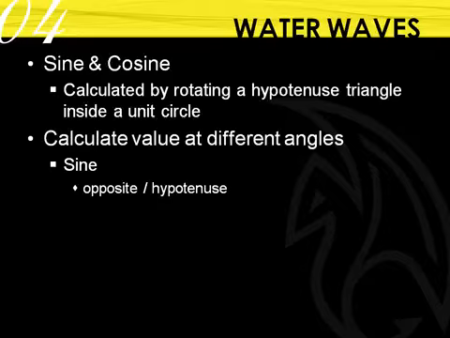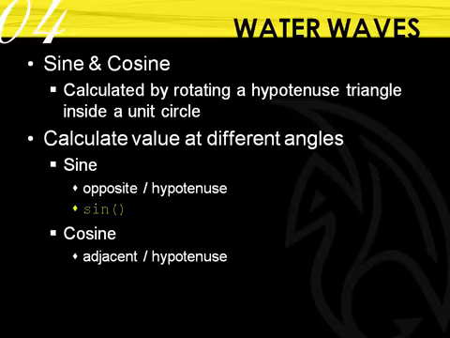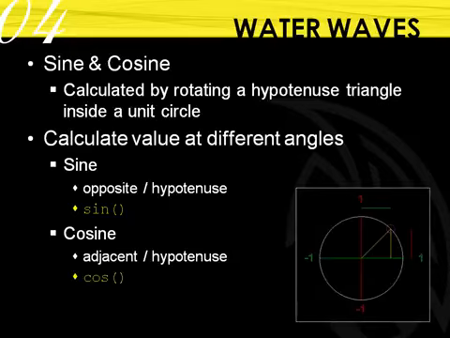We had the opposite, the adjacent, and the hypotenuse. If we took the length of the hypotenuse and the opposite and divided those, we would have the sine. And there is a command in Maya that allows you to calculate the sine, called sine. And the cosine, which would essentially be the adjacent length divided by the hypotenuse, you can also find by using the cosine command.